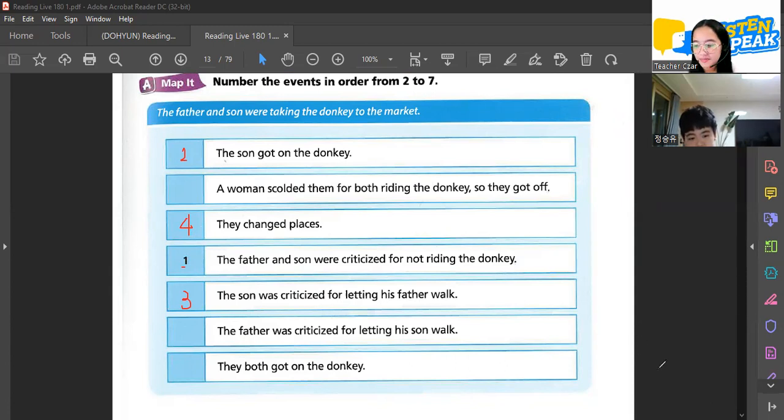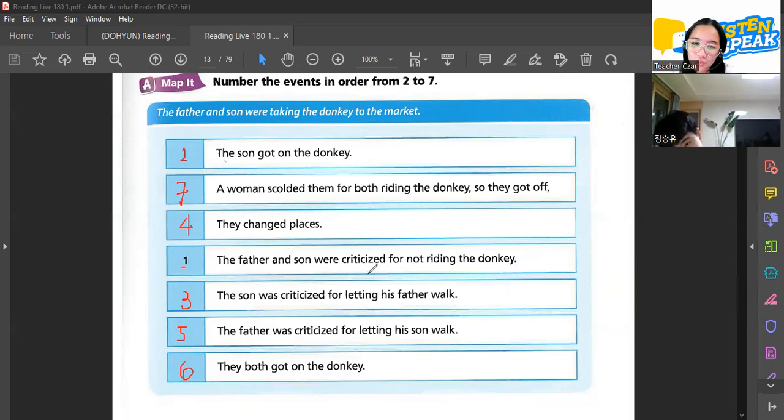Okay, next. The father was criticized for letting his son walk. Okay, good. They both got on the donkey. Okay, last one. A woman scolded them for both riding the donkey, so they got off. Very good. So we are all done here. Do you have any more questions about it? No.